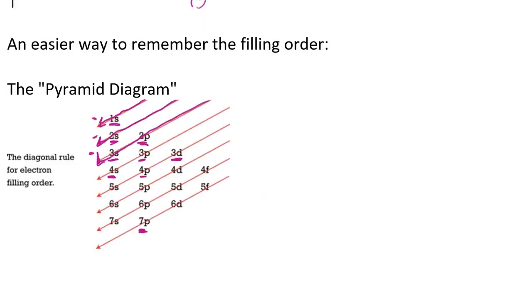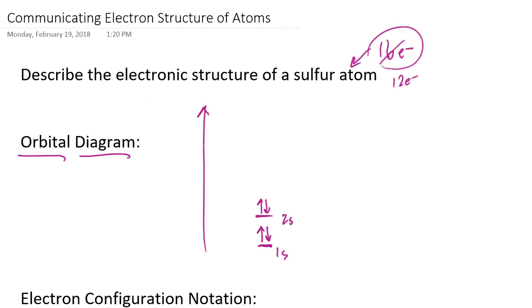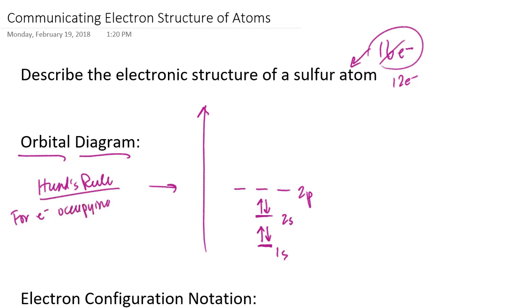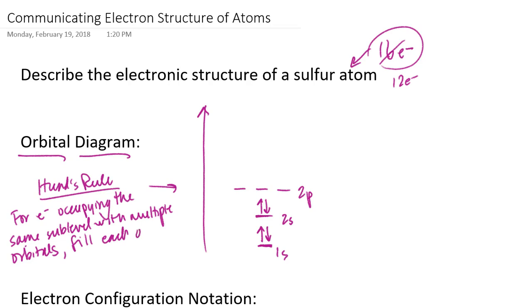So next I'm going to fill my 2p orbital, since that is the sublevel that occurs next. These 3 lines represent each of the orbitals in the 2p sublevel. Again, each of them can hold 2 electrons, but there's a rule called Hund's rule that says that for electrons occupying the same sublevel with multiple orbitals, I'm going to fill each orbital with 1 electron before starting to pair them up.